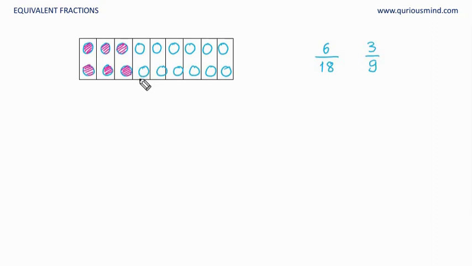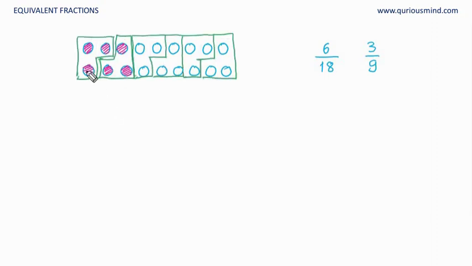Now let's say that I make groups of 3. Now let's see how many groups of 3 I have. 1, 2, 3, 4, 5, 6. I have 6 groups of 3, which means my denominator is 6. Total groups 6. Out of which, how many have I given to my friend? 1, 2. I have only given 2.